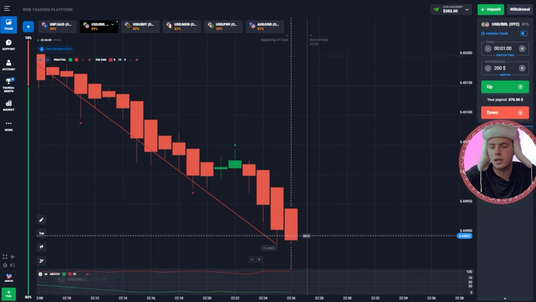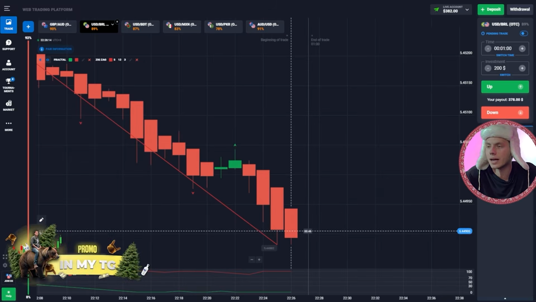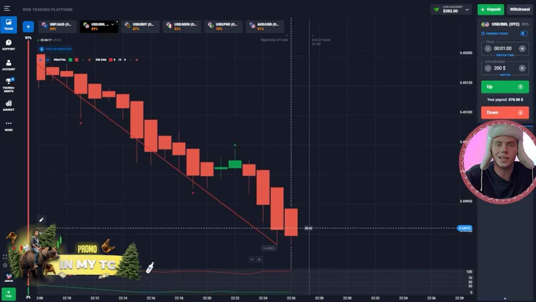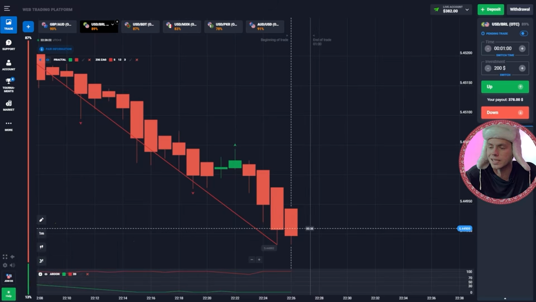And great, we got another trade closed, $382. Well, this one is really not bad. 382 on our balance, which means that 182 is already in plus. Pretty good beginning of the trader's day, guys.